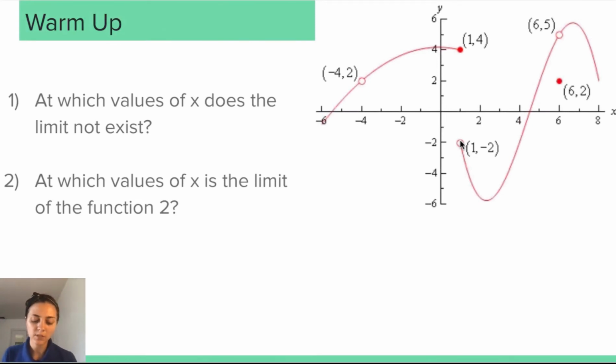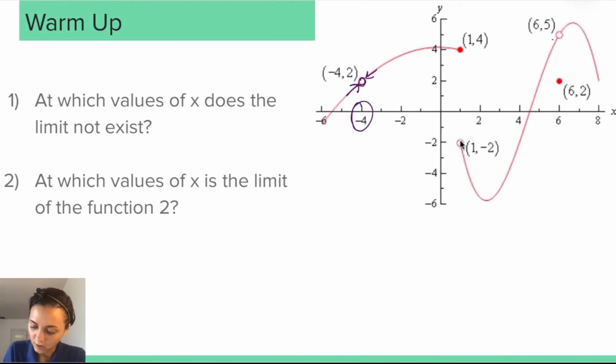So number 1, at which values of x does the limit not exist? So we learned before that a limit does not exist if the left and the right hand limits are not the same, so if they go to different points. So let's look for where they go to different points. Some of you may have been tempted to say that here at -4 the limit does not exist because of this hole, but from the left hand side and the right hand side the limit is actually 2. It doesn't matter that there's a hole there, the limit is 2.